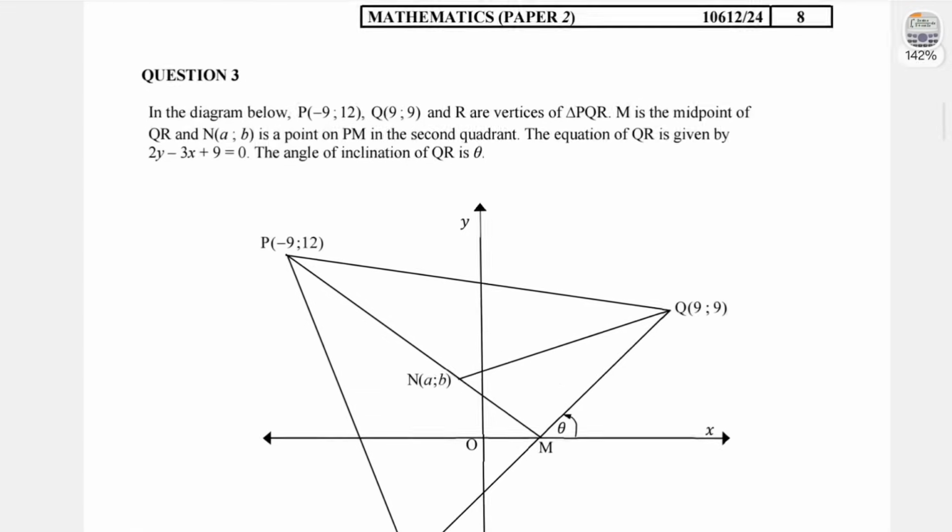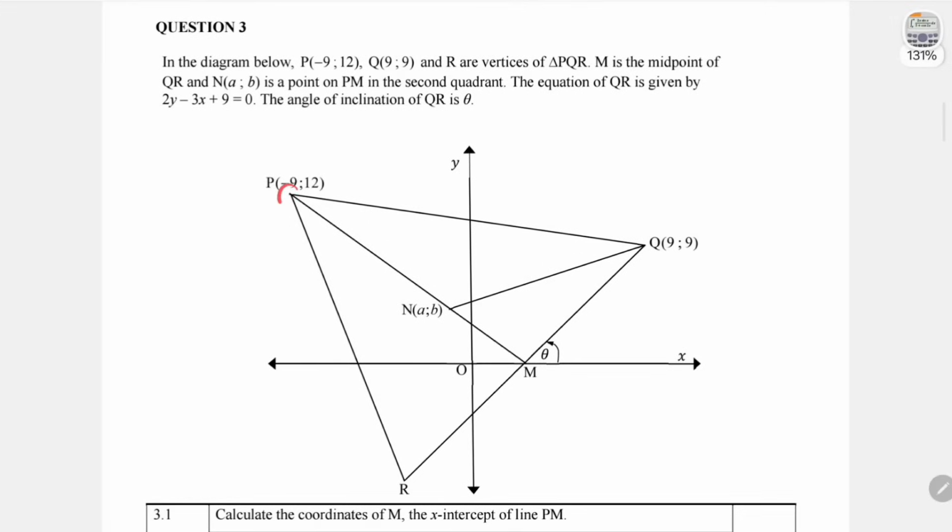Question 3 says, in the diagram, P, Q, and R are vertices of triangle PQR. M is the midpoint of QR, and N, which is A and B, is a point on PM in the second quadrant. The equation of line QR is given by 2y minus 3x plus 9 is equal to 0. And we are also told that the angle of inclination of QR is theta.